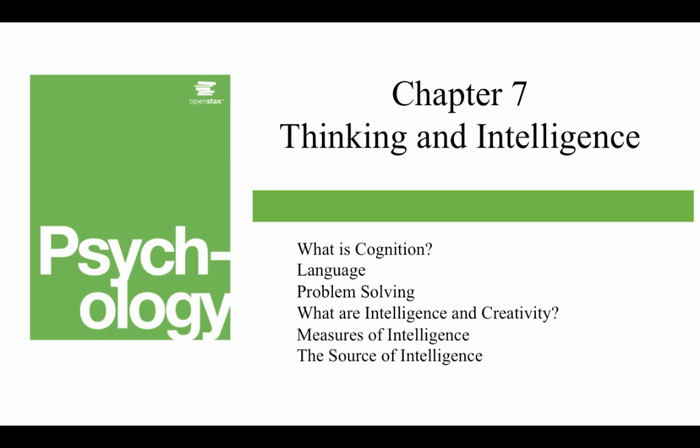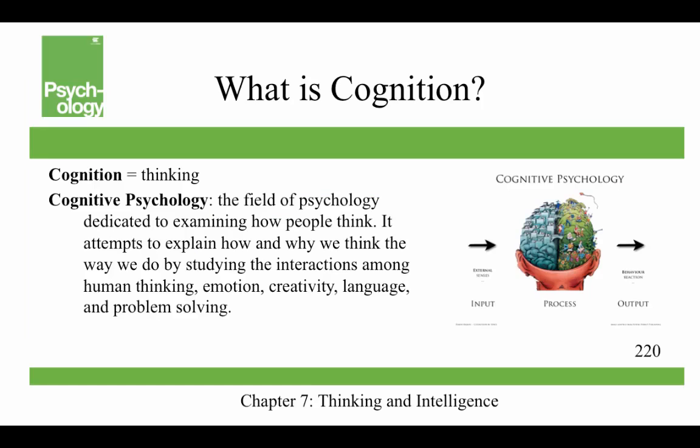Today we'll be discussing thinking and intelligence, and so we'll ask questions like, what is cognition? And discuss language, problem solving, intelligence and creativity, how we measure intelligence, and the sources of it. Cognition is basically thinking. And cognitive psychology is the field of psychology dedicated to examining how people think. It attempts to explain how and why we think the way we do by studying the interactions among human thinking, emotion, creativity, language, and problem solving.